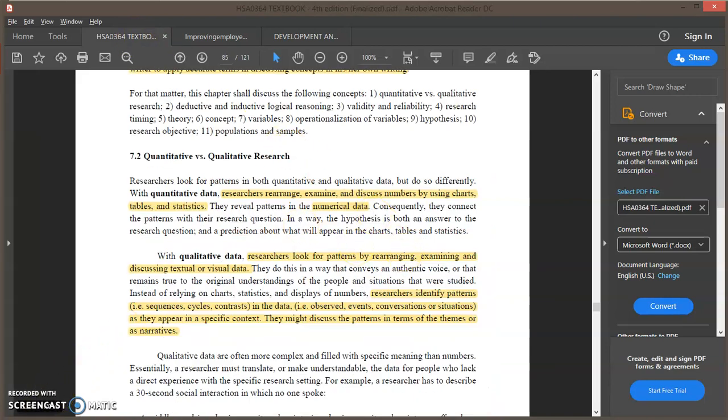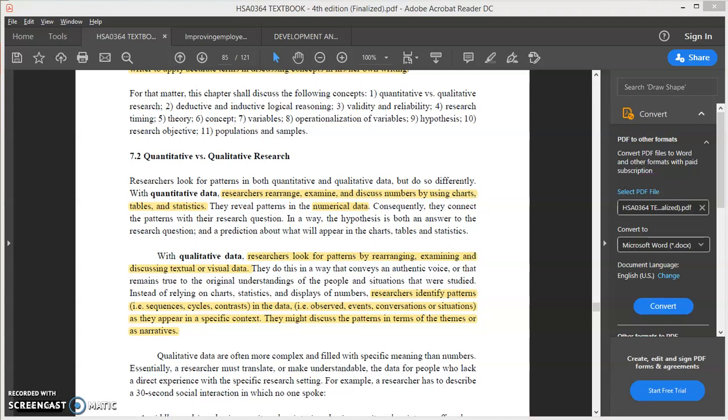Right, so let's move on to qualitative research. Different from quantitative, qualitative researchers look for patterns by rearranging, examining, and discussing textual or visual data instead of numerical data. The researchers do this in a way that conveys an authentic voice, or that remains true to the original understanding of the people and situation that were studied.